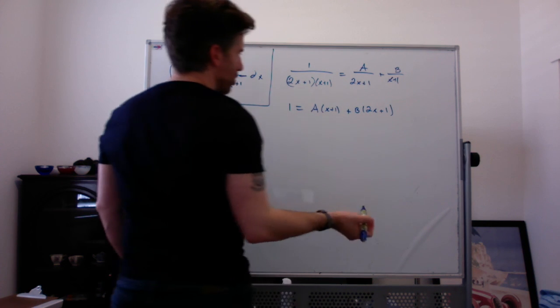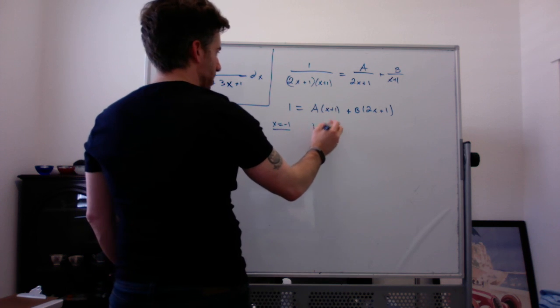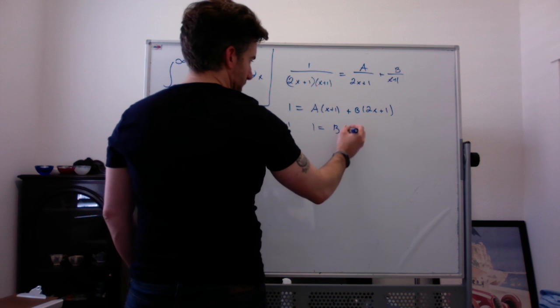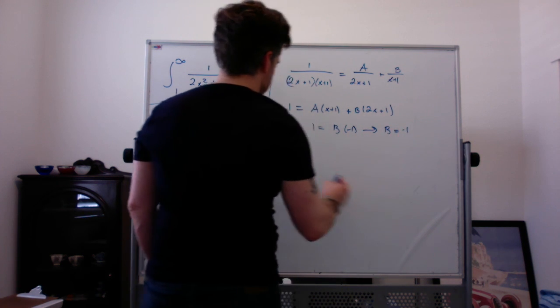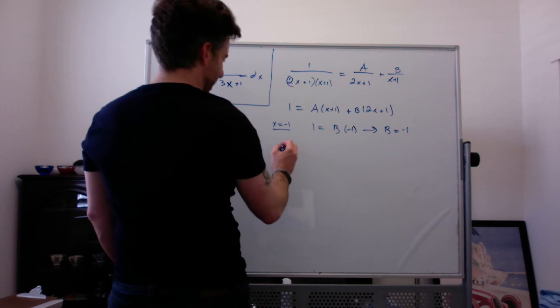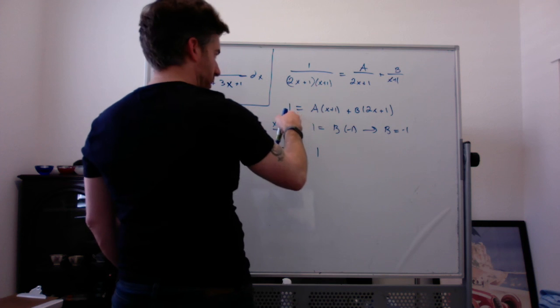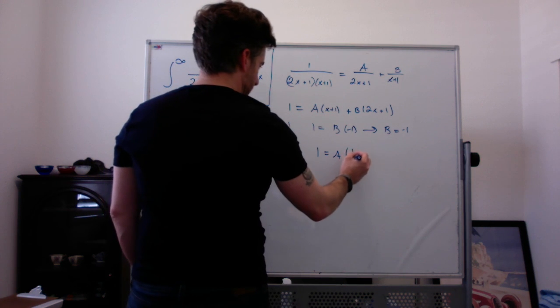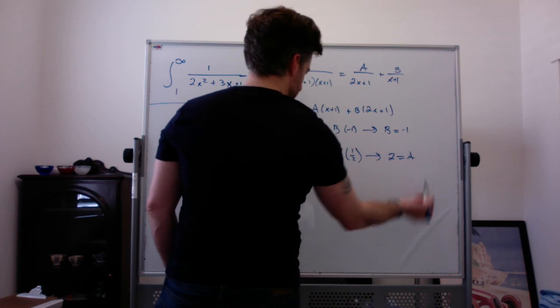The numbers are not super nice here. One convenient value is negative 1. Make it 1 equal to 0 plus B times negative 2 plus 1, which is negative 1. B equals 1 divided by negative 1, which is negative 1. And then the other convenient value is negative 1/2. Not great, but whatever. Still have 1 on the left. You get A times negative 1/2 plus 1, which is positive 1/2. Multiply both sides by 2 to get 2 equal to A.